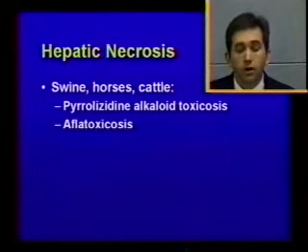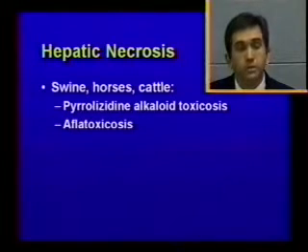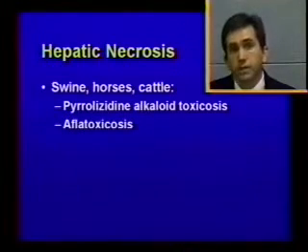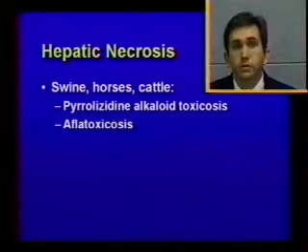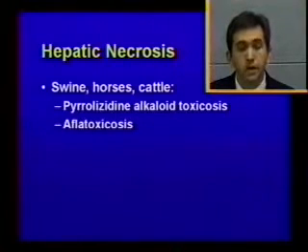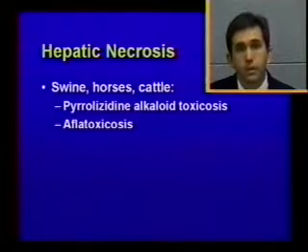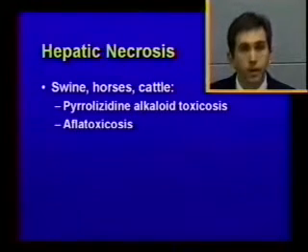There are certain toxins that are notorious in affecting multiple species. In this case, swine, horses, and cattle. And the examples that I'd like to mention are, first, pyrrolizidine alkaloid toxicosis. The common plant in this area would be crotalaria, that causes severe hepatic necrosis in farm animals. And then, just as in dogs, these farm animals will also be prone to aflatoxin exposure or aflatoxicosis, causing central lobular necrosis and then proliferation of the bile ducts, and this can cause hepatic failure.